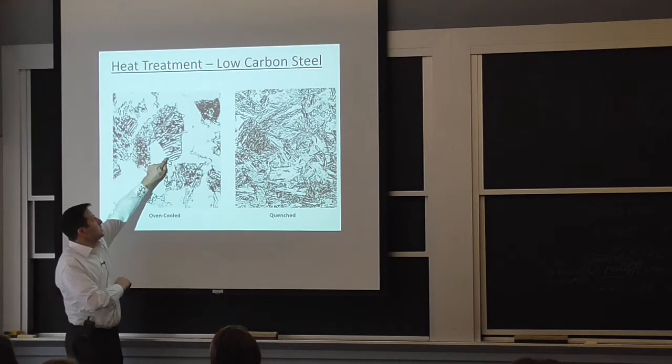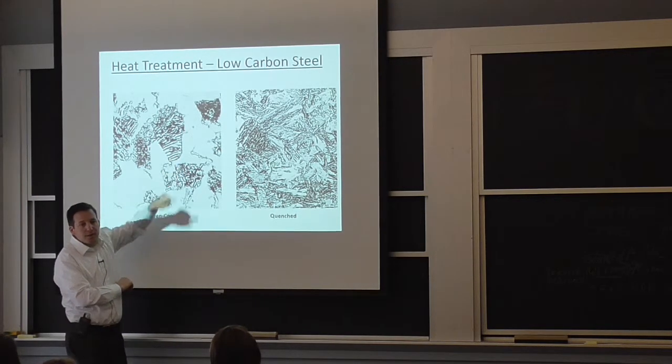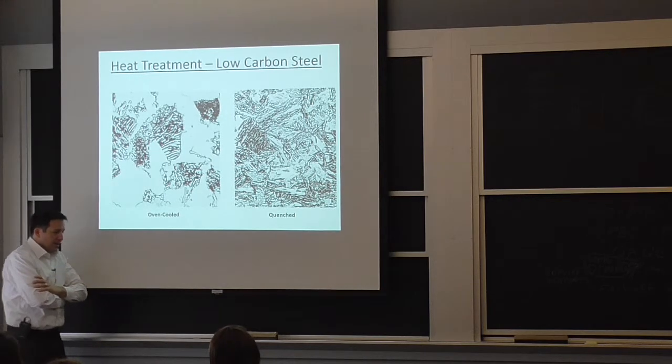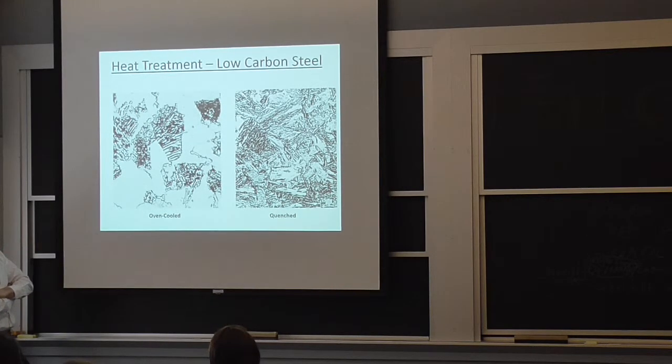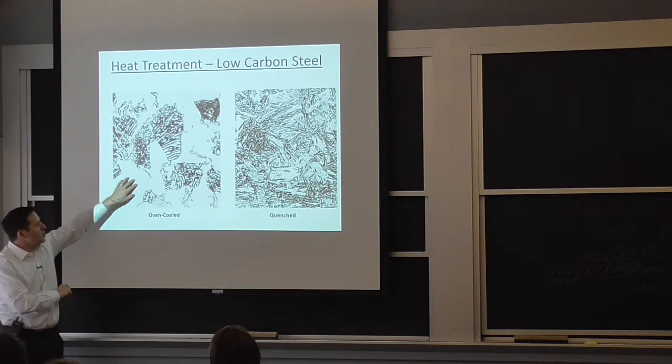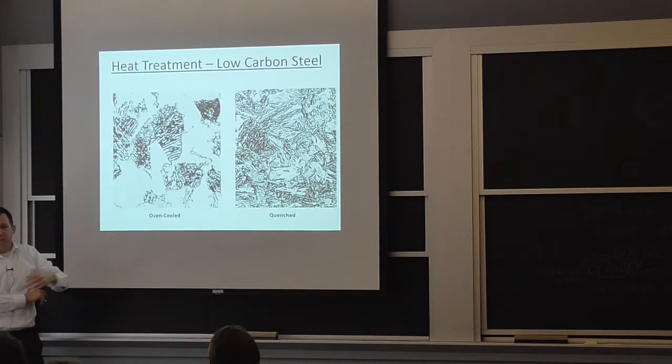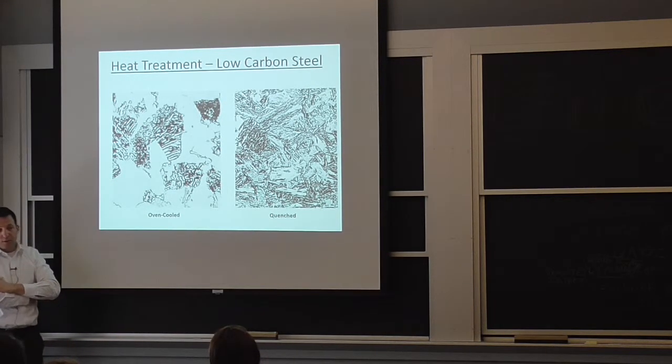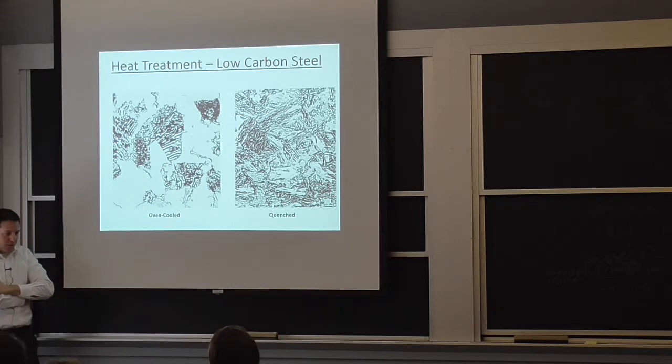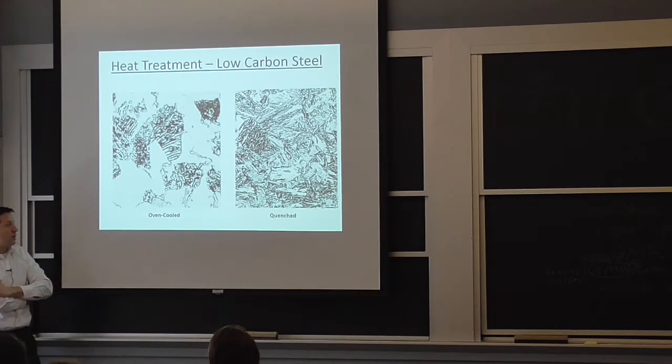Where the carbon is in these little lamellas, the black lamellas. When you try to deform this, it's going to be mostly these white grains, the kind of pure iron grains that you're going to deform. It's very ductile, it's easy to weld.